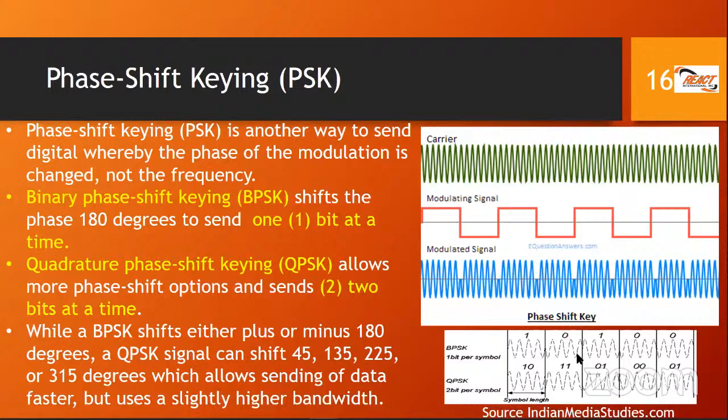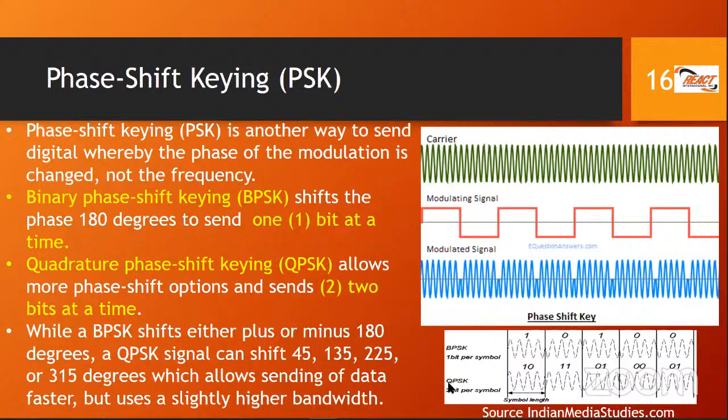On the bottom right-hand corner here, we have a diagram showing that with BPSK, you're sending one bit at a time, but with QPSK, we are sending two bits at a time. And notice that both BPSK and QPSK use about the same amount of bandwidth. It's slightly higher for the QPSK, but it's approximately the same. It's not very far different.